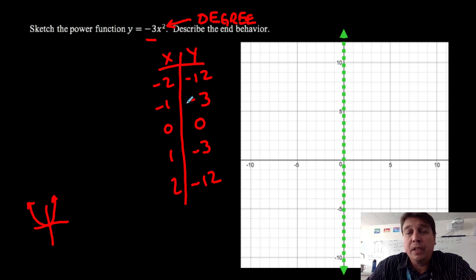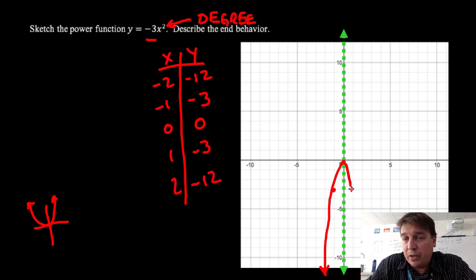Now I'm going to plot these points. At negative 2, I would be all the way down here at negative 12, which is about there. Then at negative 1, I'm down here at negative 3. And then at 0, 0. Then I have my mirror on the other side. So I'm just going to do a rough sketch, and then go the other direction for the other part of it.